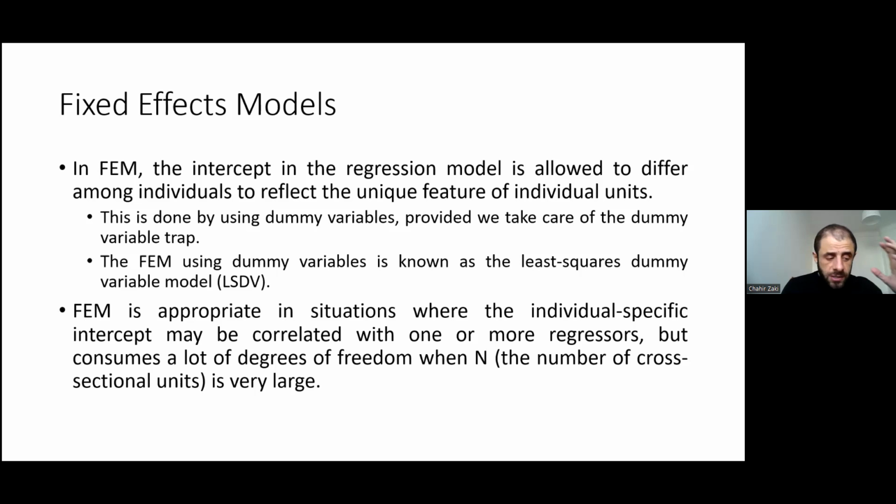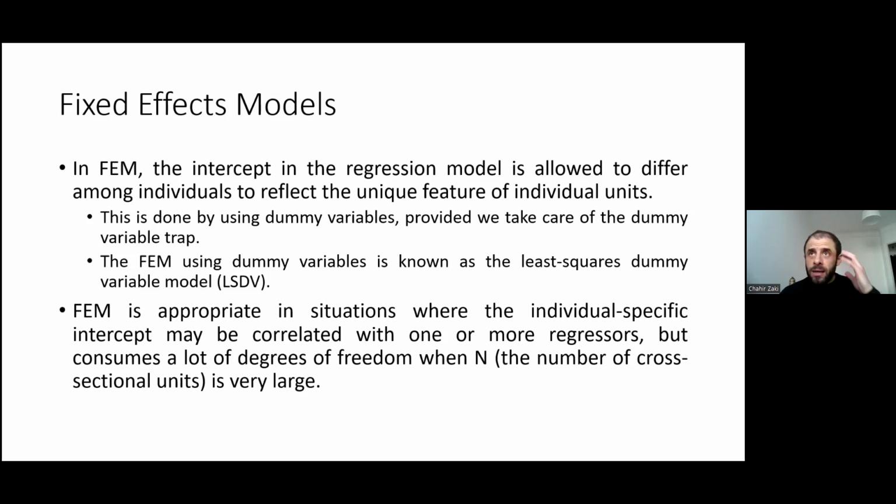So the first thing that can give us an idea is to use the fixed effects model in the situations where the individual specific intercept may be correlated with the regressors. Because if they are correlated, this means that if those unobservables are part of the error term, then we're going to have the assumption of orthogonality violated, and if it's violated, the estimates will be biased.